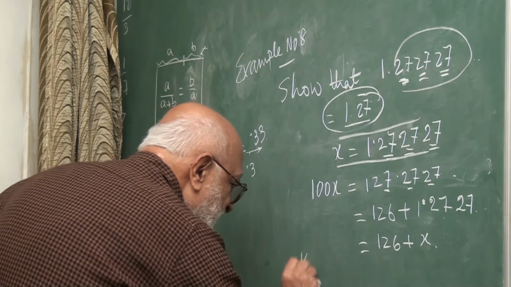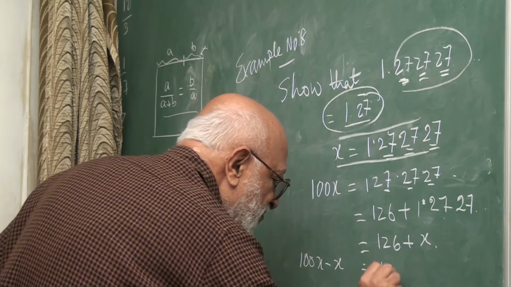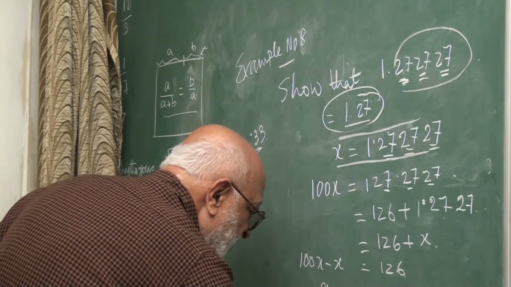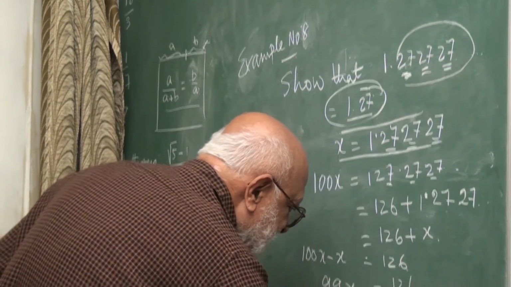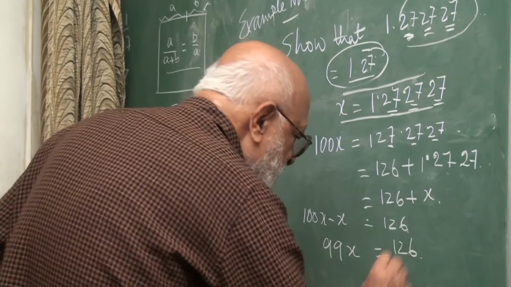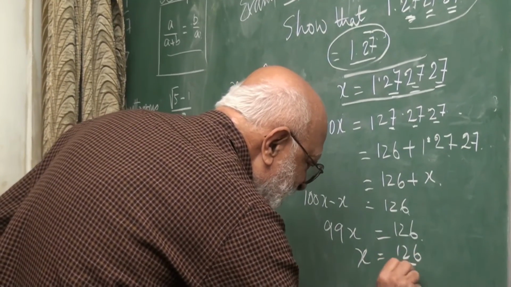So this would be 100x minus x is equal to 126. Therefore 99x is equal to 126. So x is equal to 126 by 99.